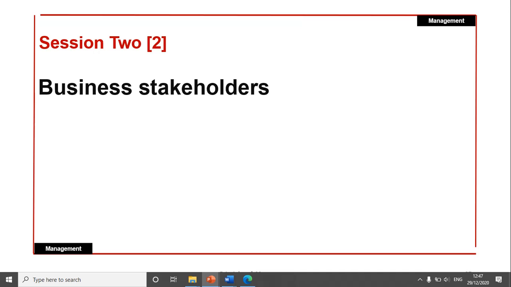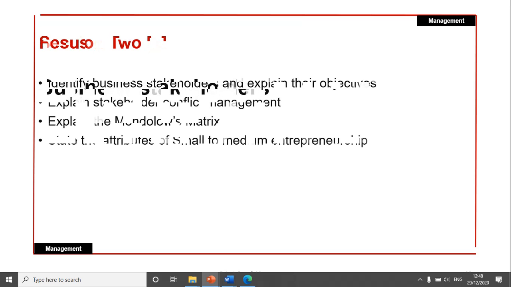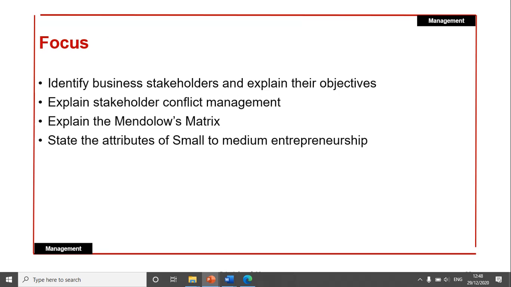I would like to welcome us to our second session, our second topic in our business management class. And today I'd like us to focus on business stakeholders. Our focus will include SMEs, of course, that's the last line there.